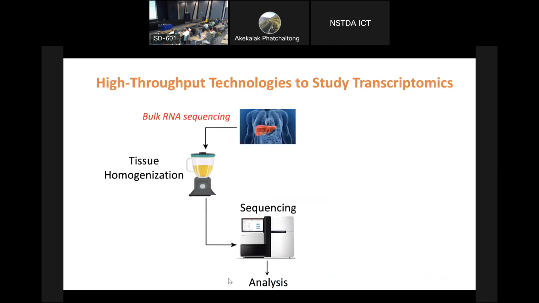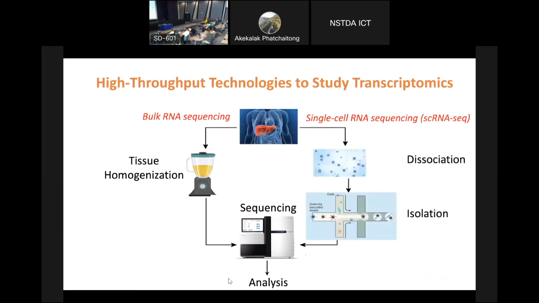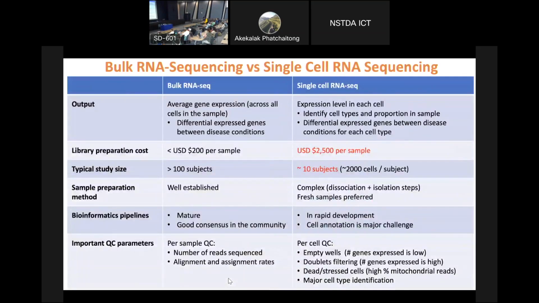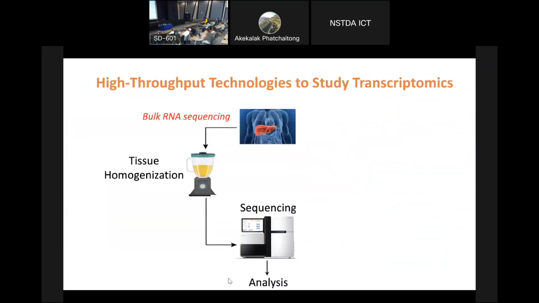Now, this is just to recap the bulk RNA sequencing. You get your tissue from the body wherever you're interested in studying. You homogenize, you do your sequencing, you do your analysis. We went through this whole thing, so you should have some clarity now. Now, the single cell looks a little different.